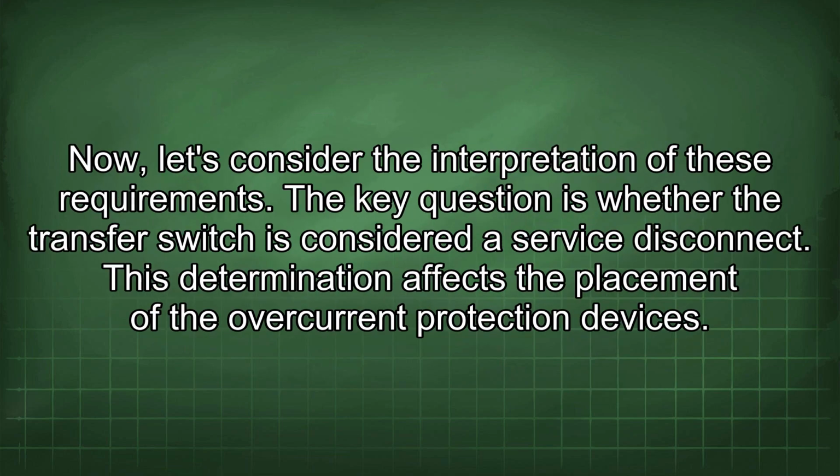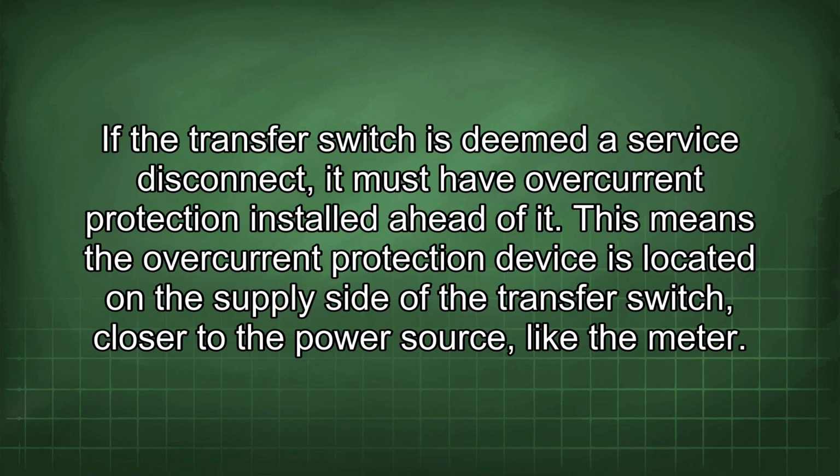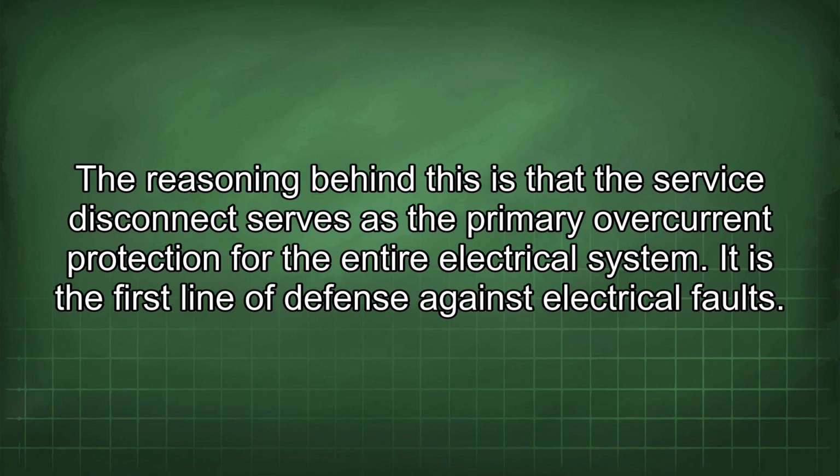Now let's consider the interpretation of these requirements. The key question is whether the transfer switch is considered a service disconnect. This determination affects the placement of the overcurrent protection devices. If the transfer switch is deemed a service disconnect, it must have overcurrent protection installed ahead of it. This means the overcurrent protection device is located on the supply side of the transfer switch, closer to the power source, like the meter. The reasoning behind this is that the service disconnect serves as the primary overcurrent protection for the entire electrical system. It is the first line of defense against electrical faults.